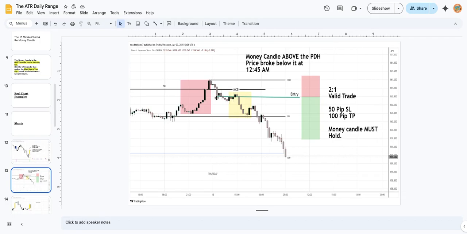It breaks below it right here at 12:45 a.m. That's the signal to enter. Your stop loss should go above the money candle. All right. And for the trade to be valid, that money candle high, if you're short, should hold. And then this was 1 to 2. It could have had a 50 pip stop loss, 100 pip take profit. And it hit no problem because remember, we're looking for a straight drop and that's it.